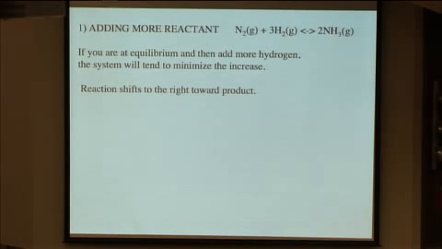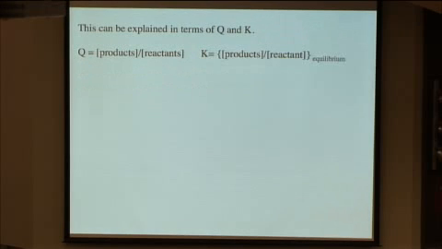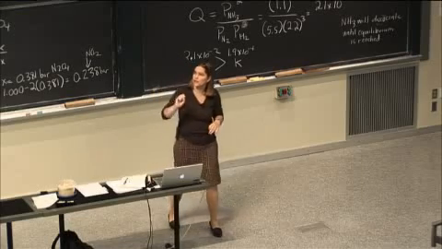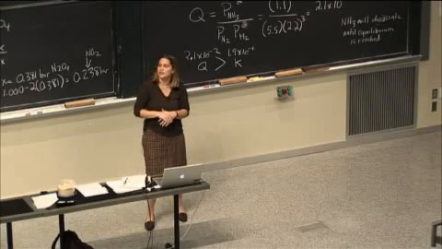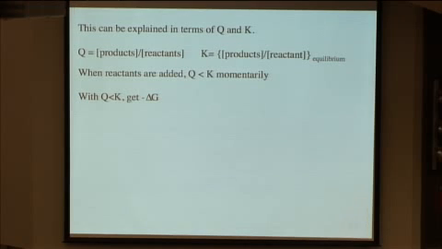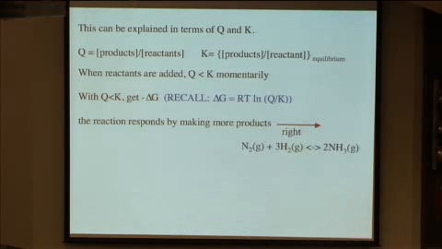That will minimize the increase. It shifts to the right. And this can be explained in terms of Q and K. So you can think about, again, do you have more products now, or did you have more products at equilibrium? And if you are adding more reactants, momentarily, Q will become less than K. And so you would get a negative delta G, which would make it spontaneous in the forward direction.